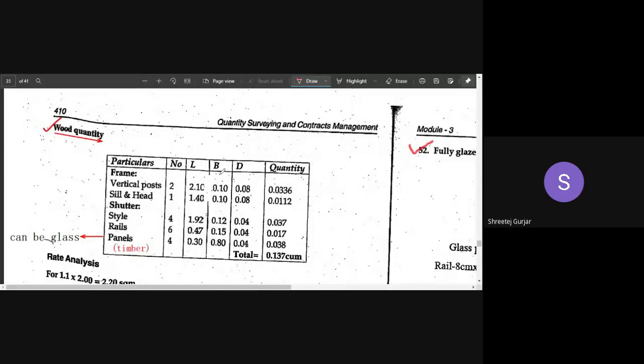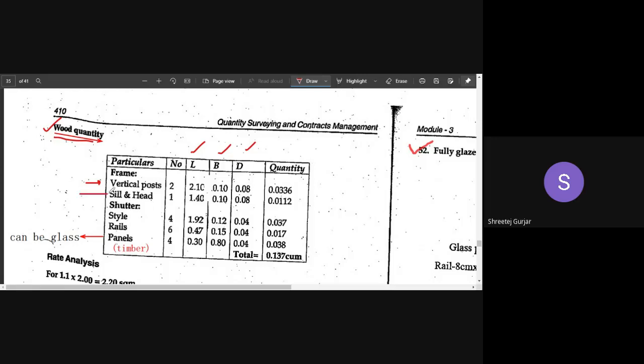One extra table is to be prepared, wherein it gives you the length, breadth and the thickness of your various elements of the door. So vertical posts we have two in number, with length, breadth and thickness.